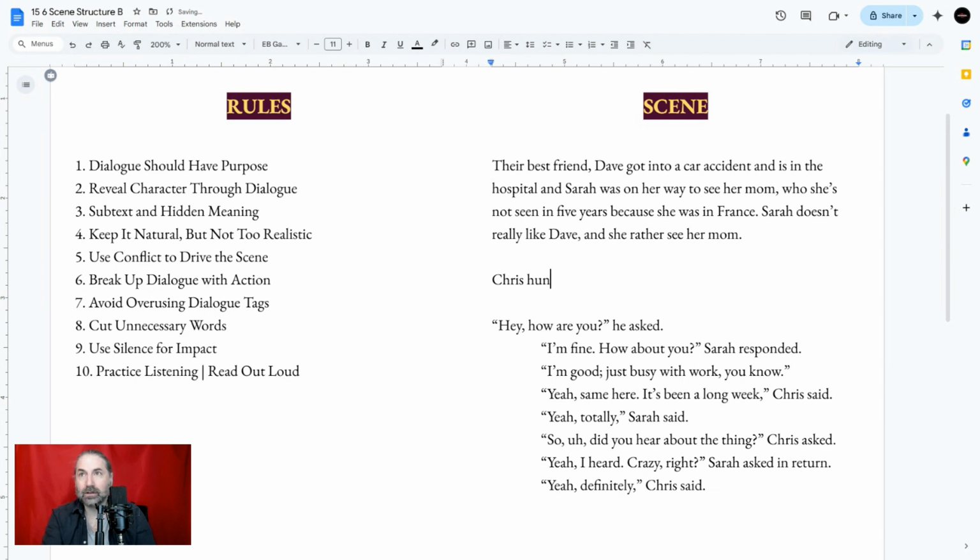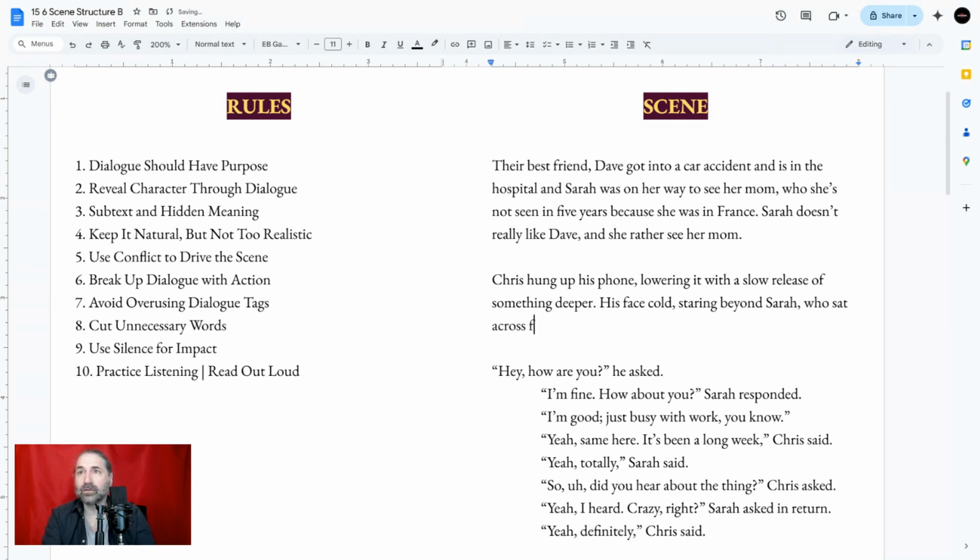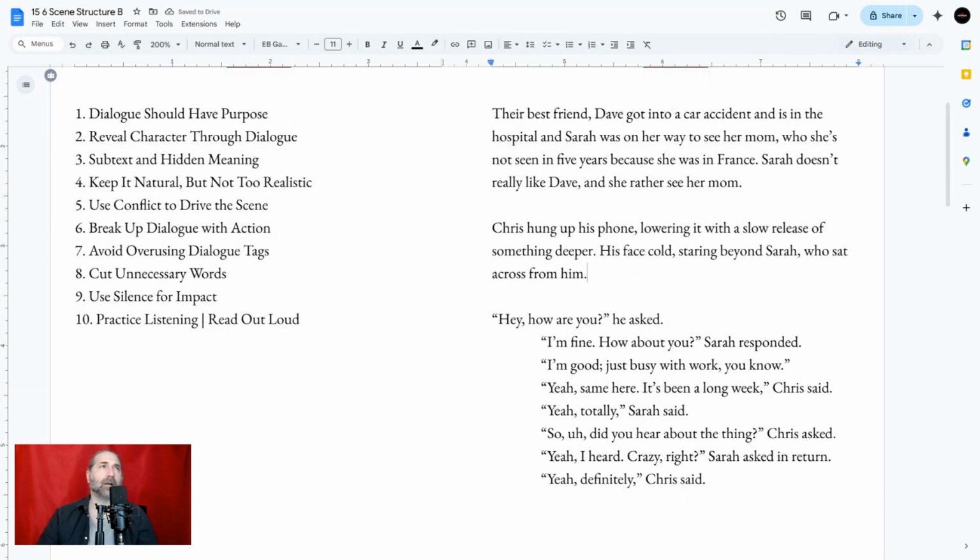Chris hung up his phone, lowering it. The slow, unsure gait, lowering it. The slow release, something deeper. His face, cold, staring beyond Sarah, across. All right.